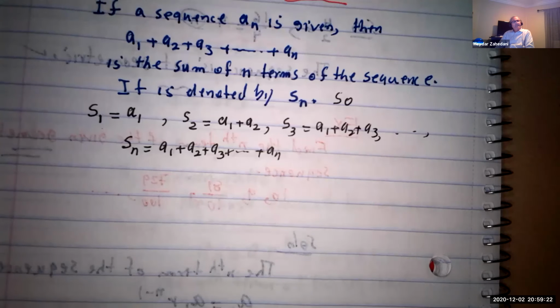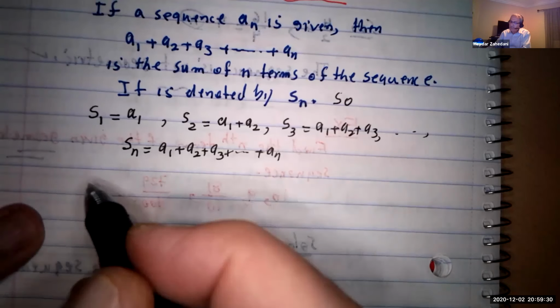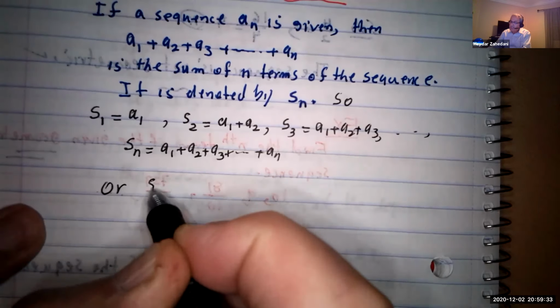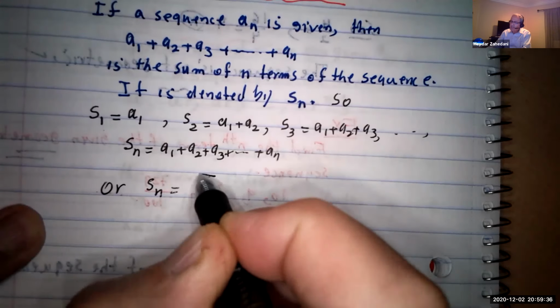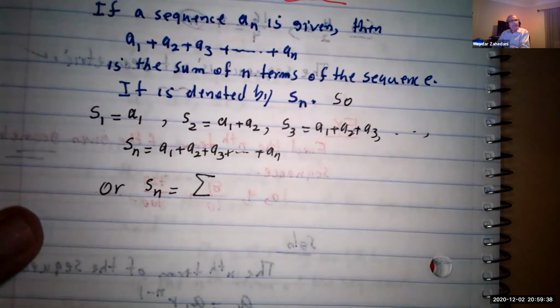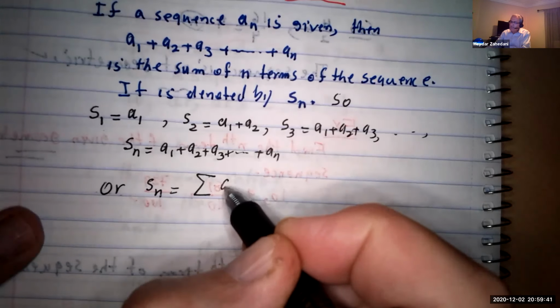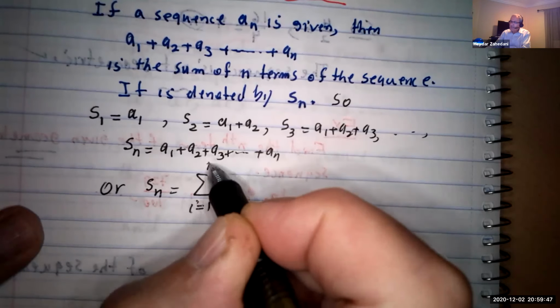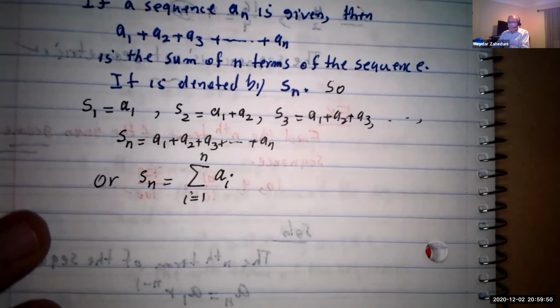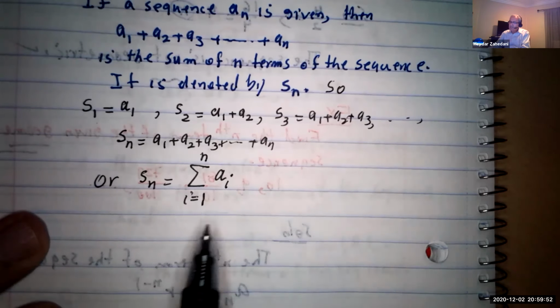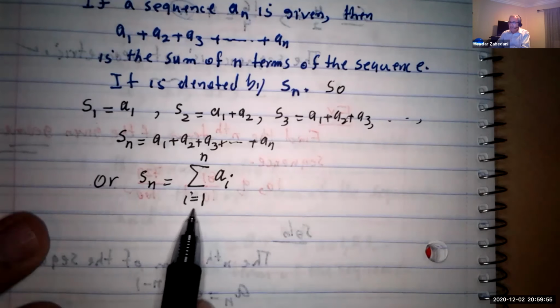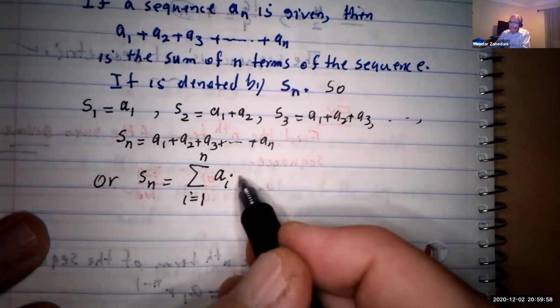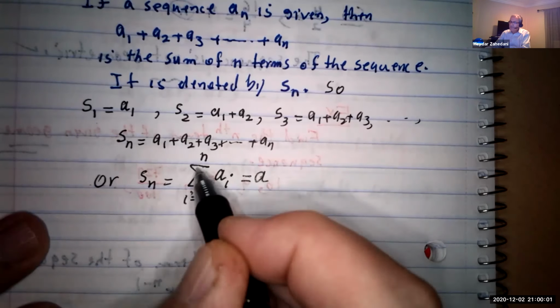Any question? Now, sometimes we use the so-called sigma notation. Instead of listing all the members, or Sn is equal to, we write sigma, which means sum. Then we write A sub i from 1 to n. What does it mean? This means you start from i equal to 1. If you put i equal to 1, that gives you A1. So this means sum, plus.